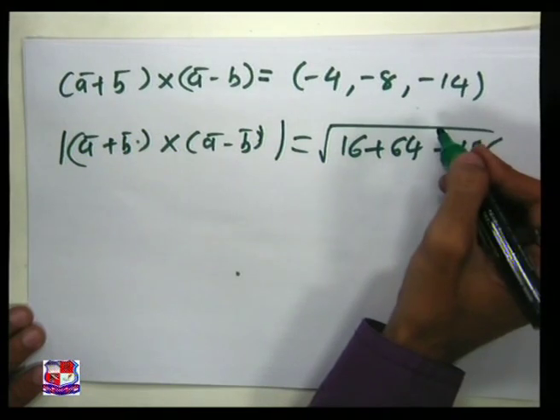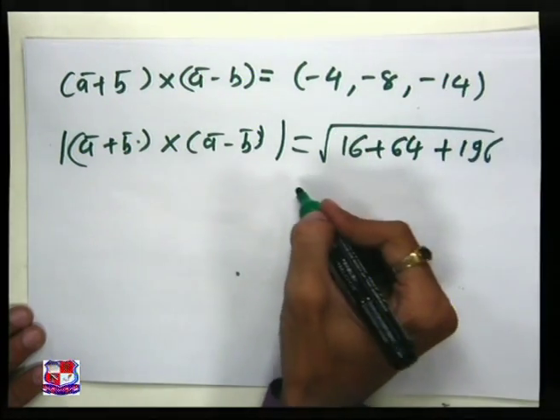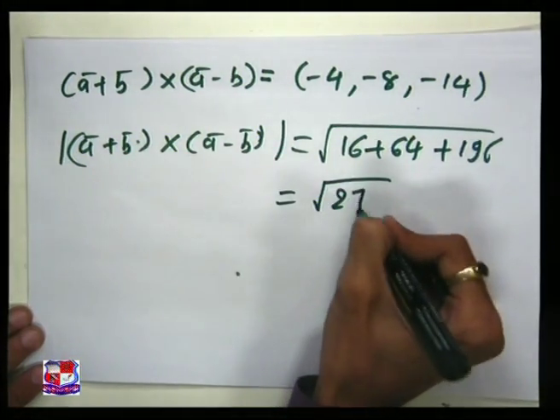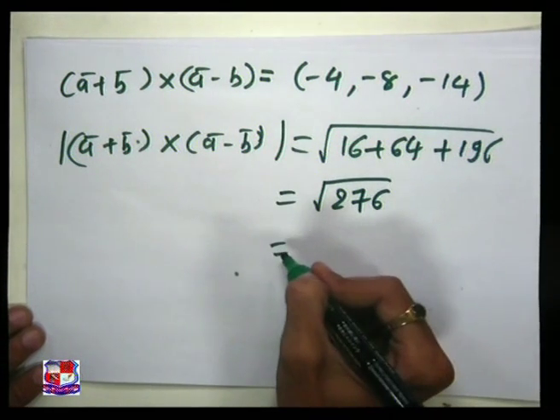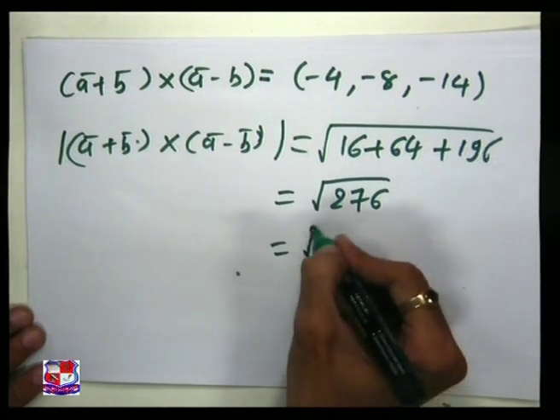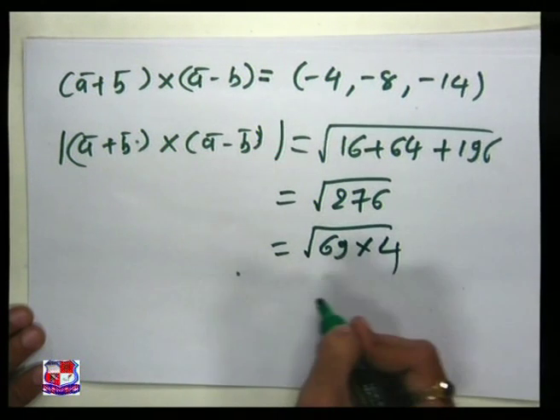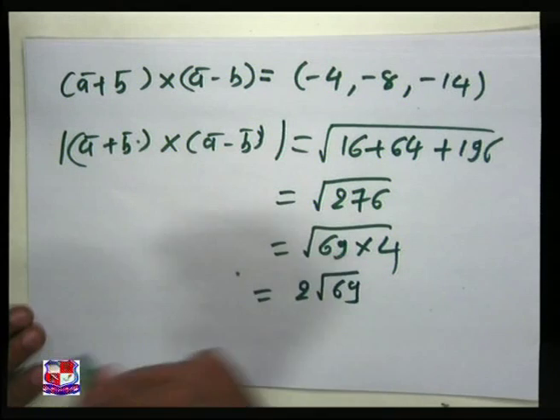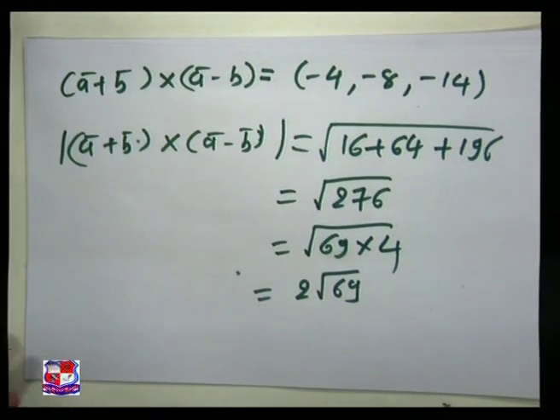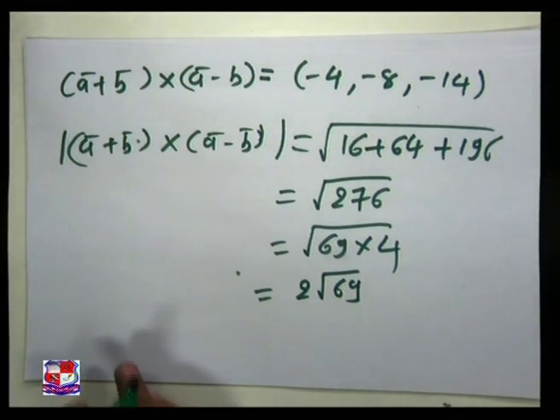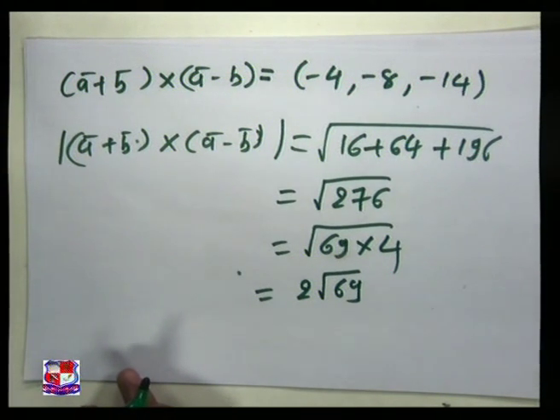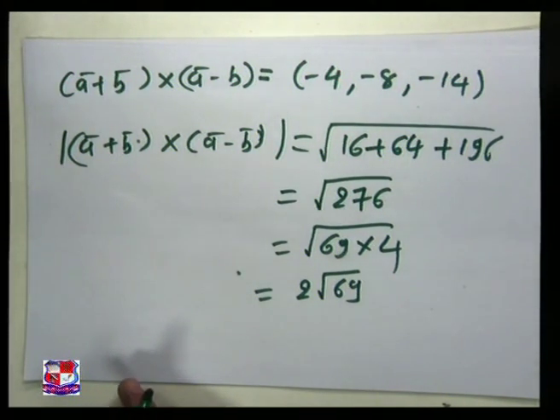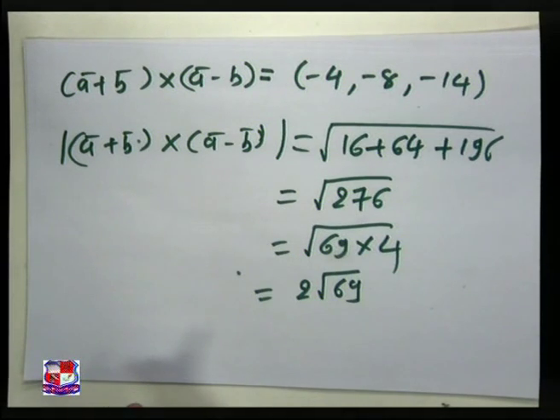So this one is equal to root 276, which is equal to root of 69 into 4, so that is 2 root 69. Right? This is the answer of modulus of (a bar plus b bar) cross (a bar minus b bar). So this is the second one.